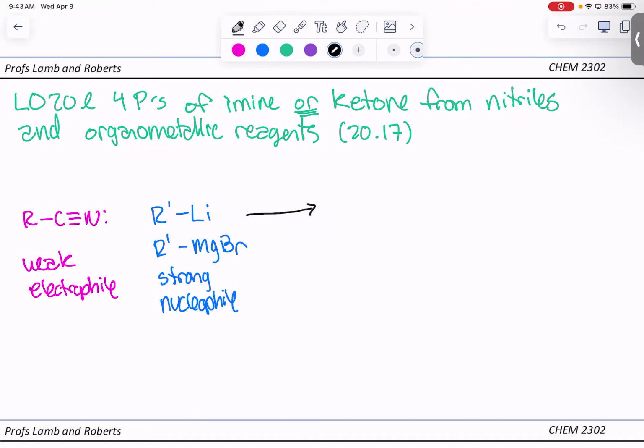All right. So the first product that we get in this reaction is going to be, I'll draw the arrows for this, an anionic species with either our lithium plus counterion or our magnesium bromide counterion, depending on if we use an organolithium or organomagnesium reagent. And we're going to add our R group, our R1 group.